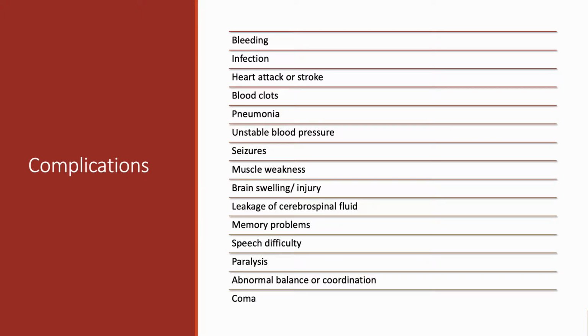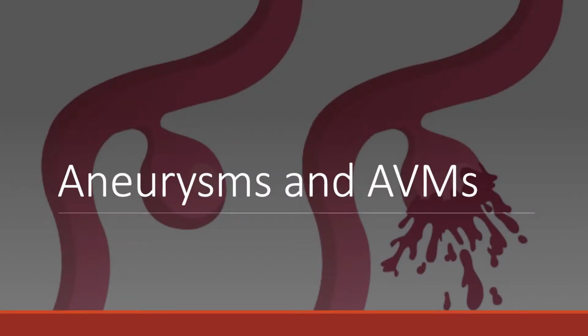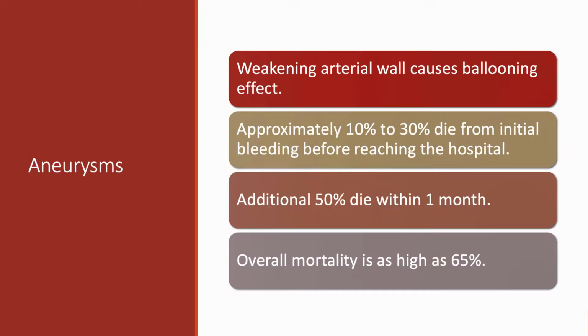Complications, there are many. These are all the things that we look out for as nurses, and we have to intervene quickly if that happens. Of course, we're also trying to do things to prevent these issues as much as we can. Next, we'll talk about aneurysms and arteriovenous malformations, or AVMs.